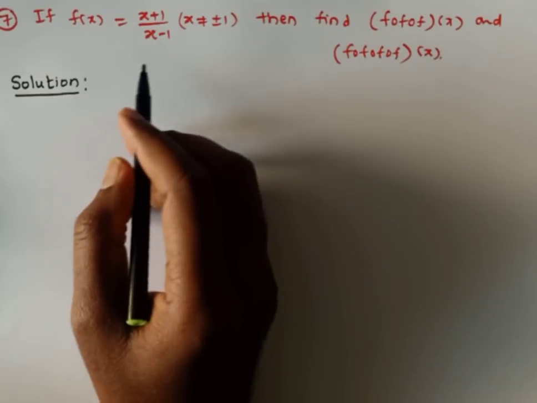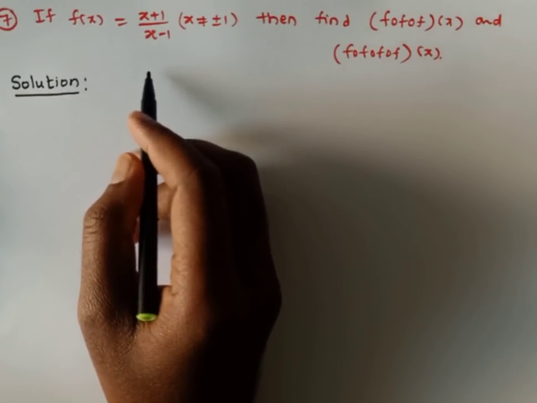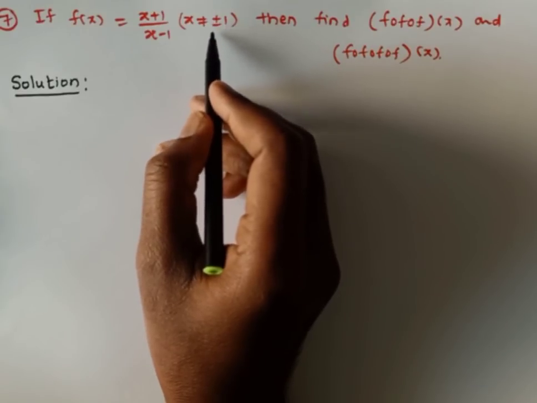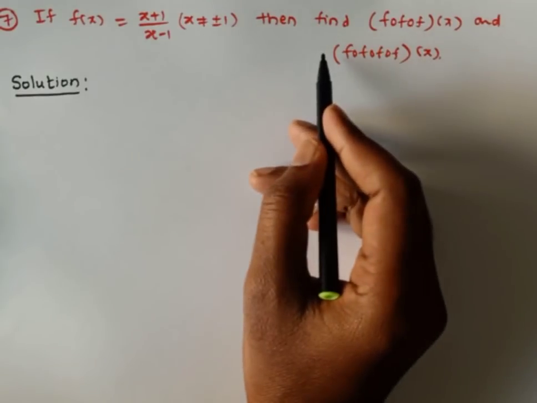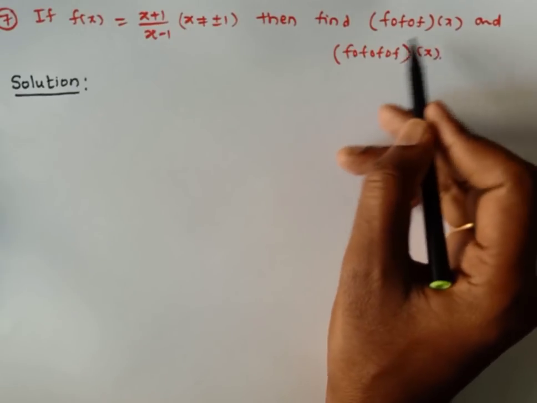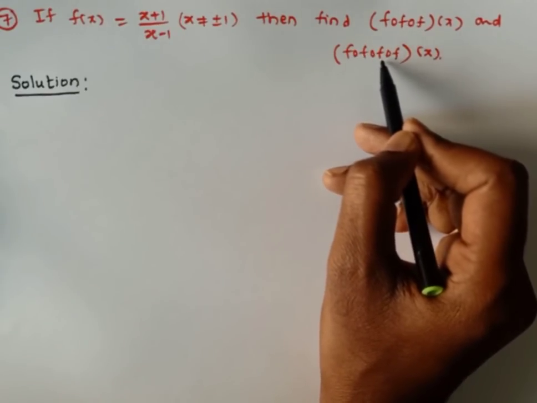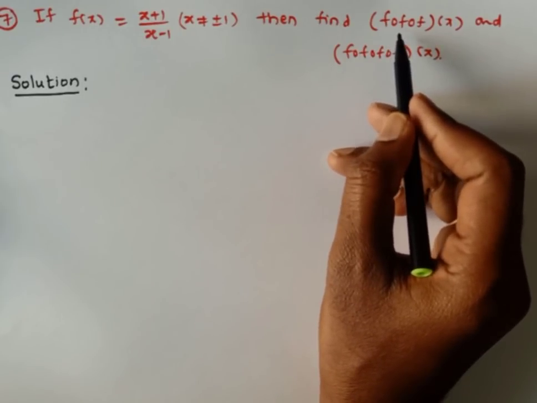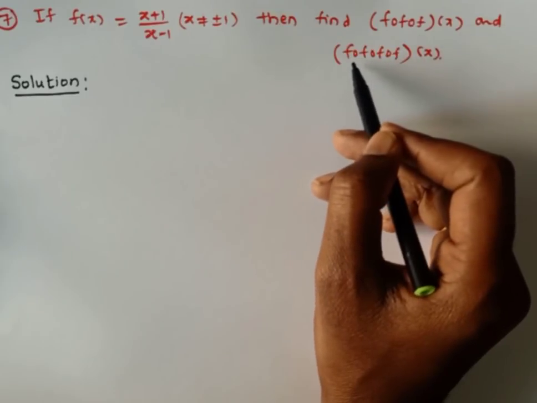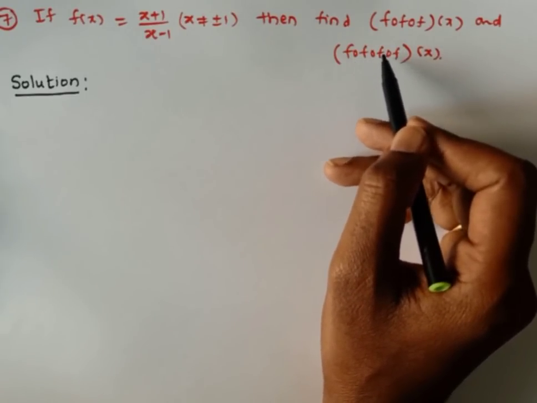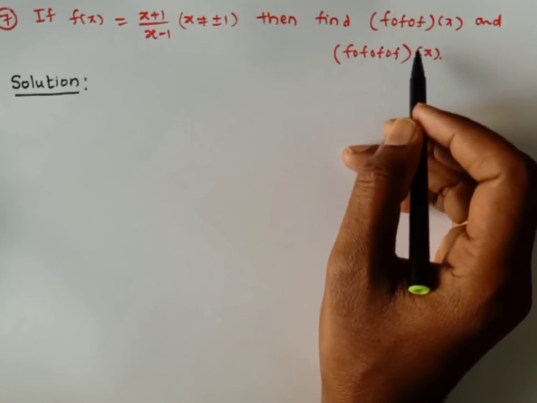Seventh one: if f of x is (x plus 1) divided by (x minus 1), and x is not equal to either plus 1 or minus 1, then find f compose f compose f of x and f compose f compose f compose f of x. Here the composition is for f 3 times and for the same function 4 times. Similarly you can find 5 times or 6 times or anything.